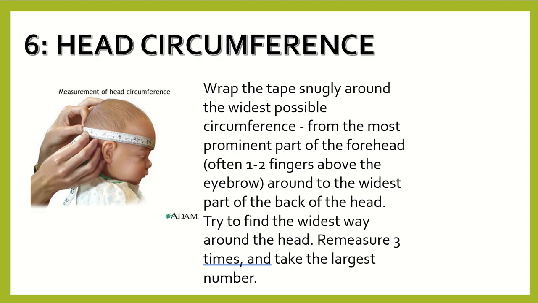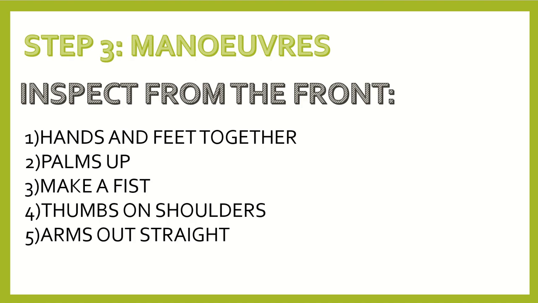Then you have to measure the head circumference. Wrap the tape around the widest possible circumference, from the most prominent part of the forehead, often 1 to 2 fingers above the eyebrow, around to the widest part of the back of the head. Try to find the widest way, then remeasure 3 times and take the largest number. The seventh most important thing to measure is the weight.